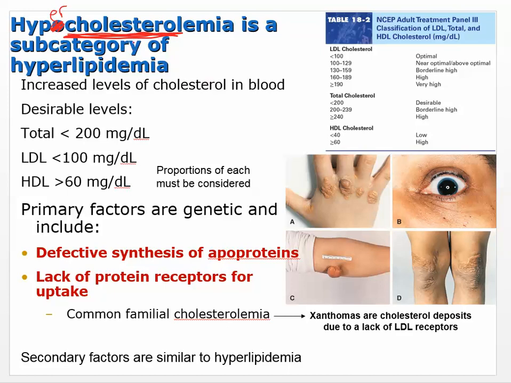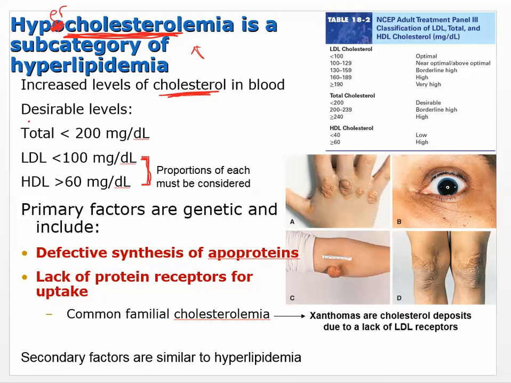Hypercholesterolemia is a subcategory of hyperlipidemia. So now our cholesterol is elevated. This is where we pretty much only focus on the HDLs and LDLs, because those deal with cholesterol more than the VLDLs and the chylomicrons. So it's an increased level of cholesterol in the blood.